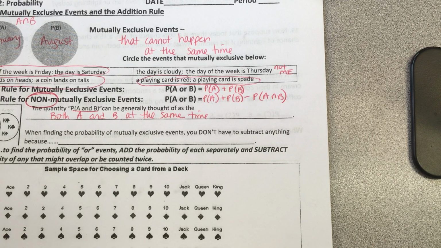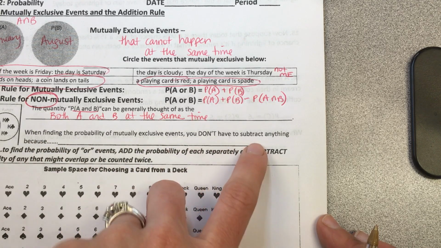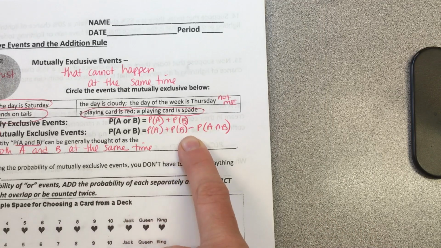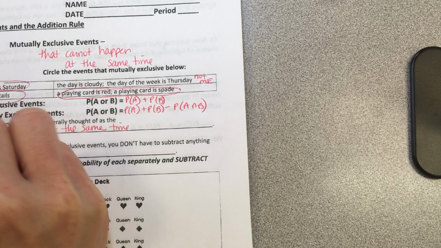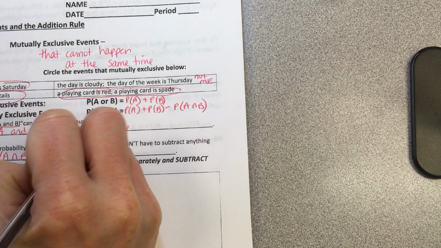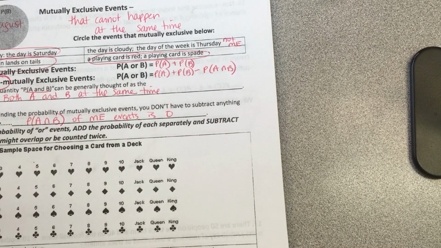Last kind of theoretical question, and then we'll do some actual questions that won't be as hard. When finding the probability of mutually exclusive events, you don't have to subtract anything because, so up here, why didn't you have to subtract anything if they were mutually exclusive? It can never happen at the same time. So the probability of A and B of mutually exclusive events is 0 because it can't happen at the same time. So you don't need to subtract anything.